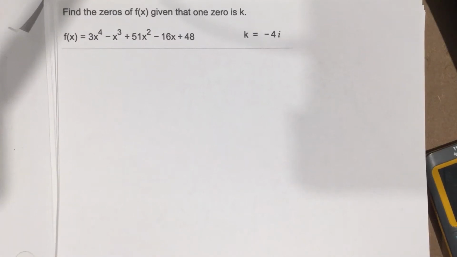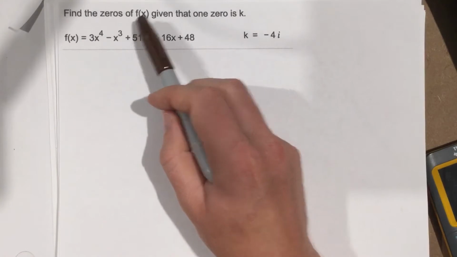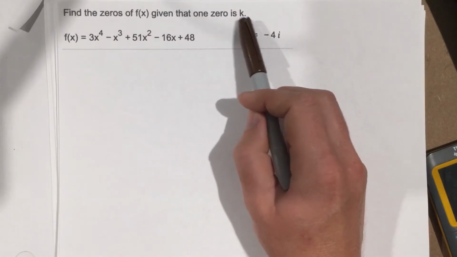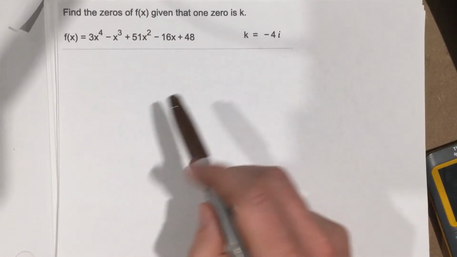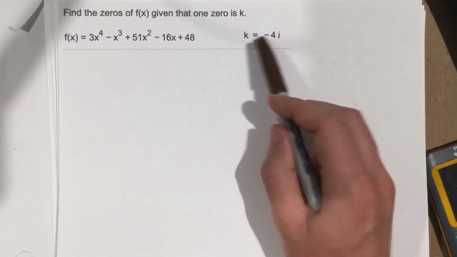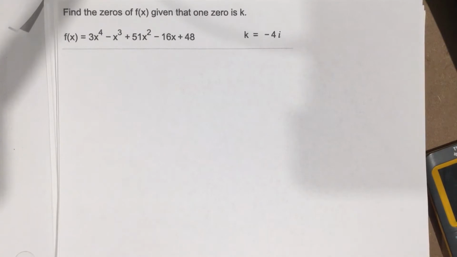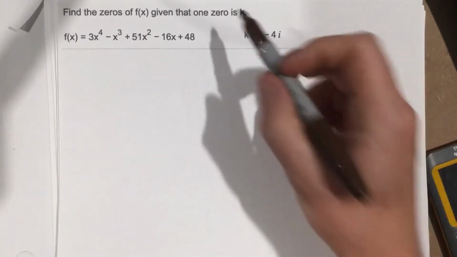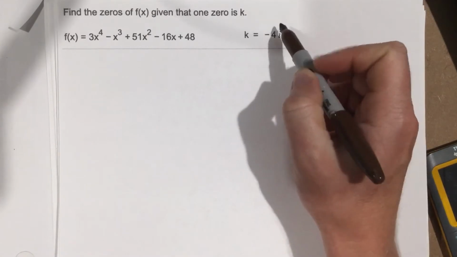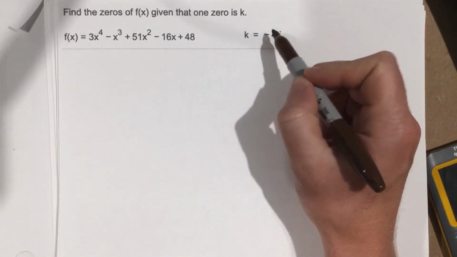This is problem number 4 from section 4.5. In this problem it says find the zeros of f of x given that one zero is negative 4i. So that tells us that if we know one zero is negative 4i, this is an imaginary zero.